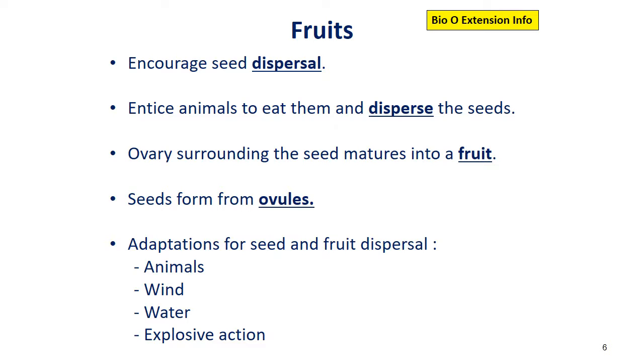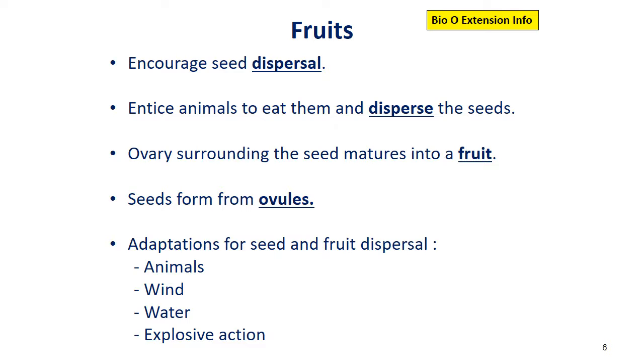Next, the fruits. Fruits encourage seed dispersal. They entice animals to eat them and then disperse the seeds. Ovaries surrounding the seeds mature into a fruit. So actually the fruit is a form of reward for the dispersing animals, usually. The seeds form from ovules. There are various adaptations for seed and fruit dispersal.